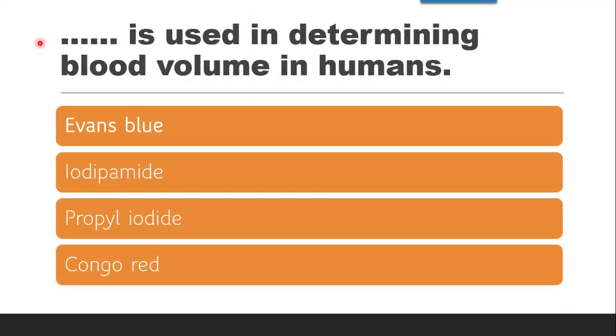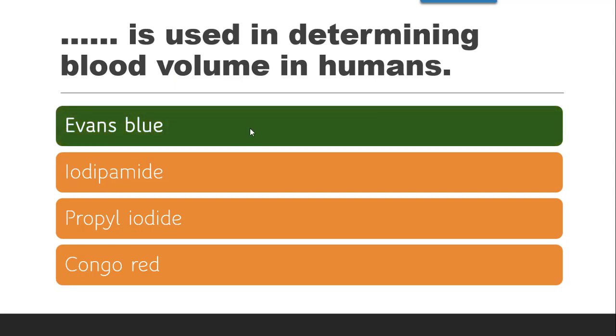Next question is, dash is used in determining the blood volume in humans. Now again this is the application part, like cell viability and blood-brain barrier permeability. This use is to determine the blood volume in humans. Now again the correct answer is Evans blue. On the virtue of the same property, when it is administered IV, it forms a complex with the plasma protein albumin.